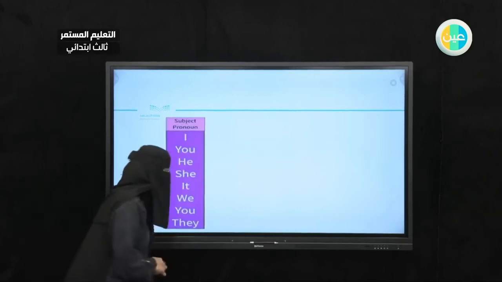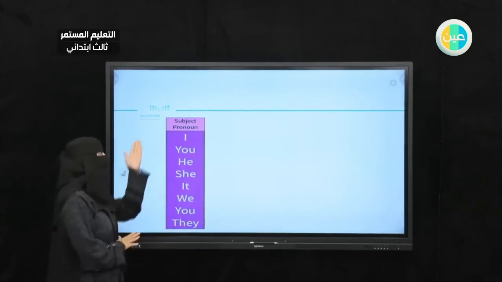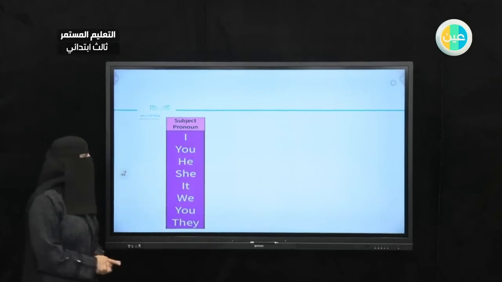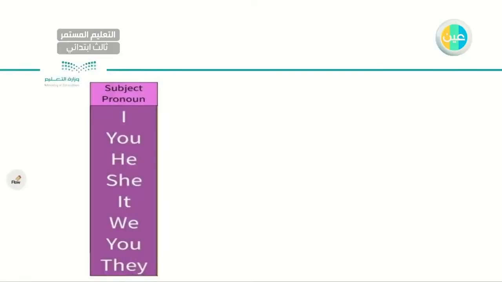Let's introduce it. As you can see, my dear student, I have subject pronouns here. Let's read them together. I, you, he, she, it, we, and they. All these are subject pronouns.